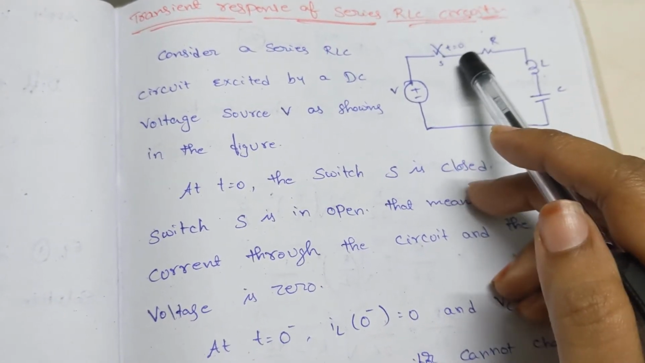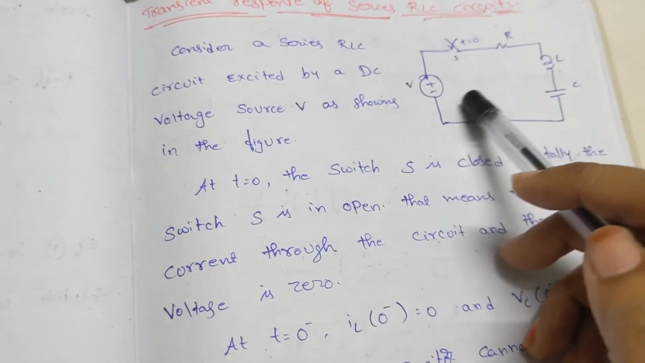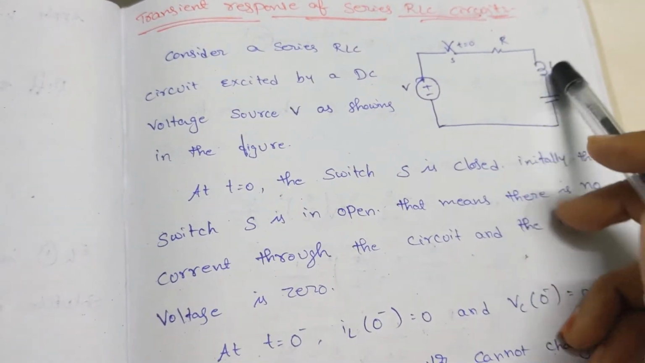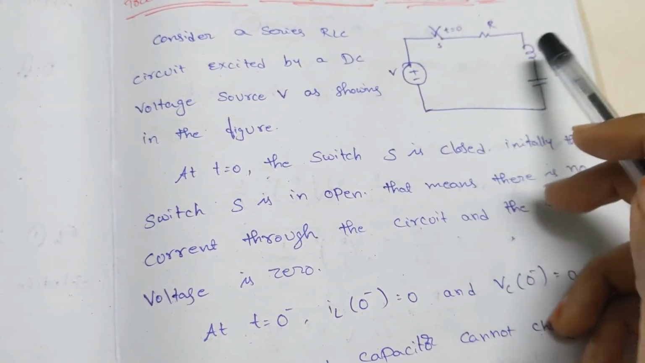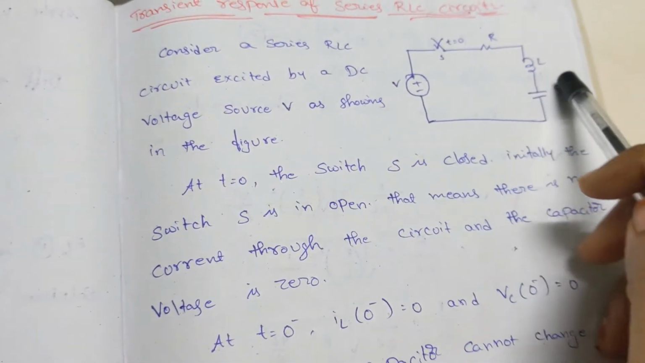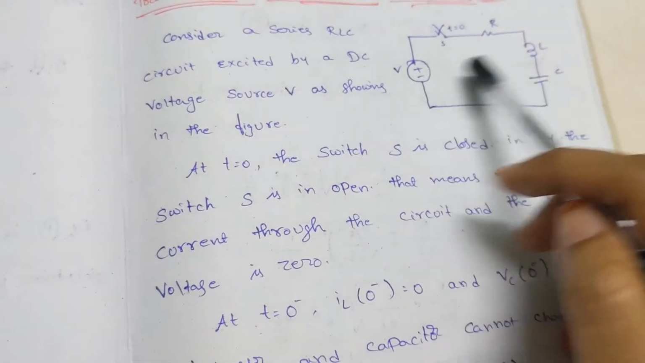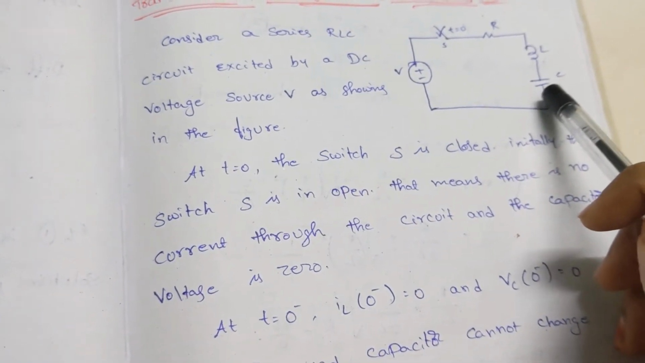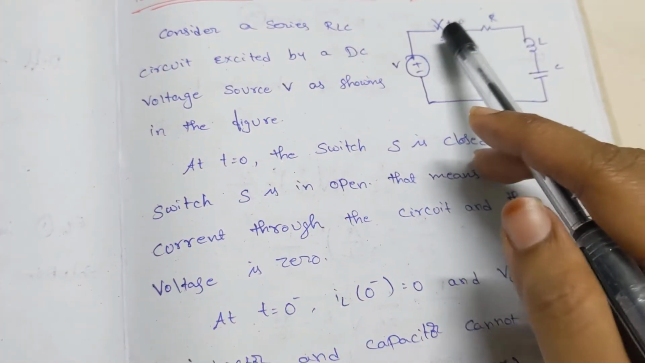When the switch is in open condition, there is no flow of current in your circuit. Then the inductor current is equal to 0. When no current is flowing in your circuit, the inductor current is equal to 0. At the same time, your capacitor is an uncharged capacitor. Your capacitor is not at all charging, that is, it is uncharged. That is, the voltage across your capacitor is also 0 before closing the switch.